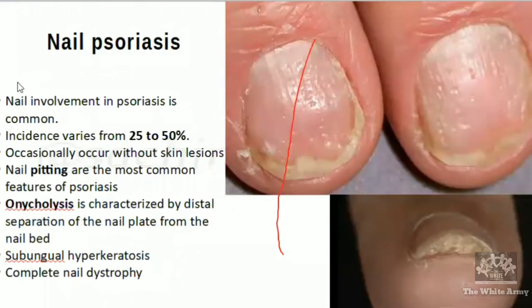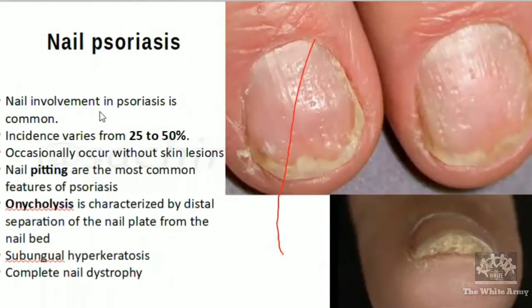Nail involvement in psoriasis is pretty common. Usually 25 to 50% of the patients with psoriasis have nail involvement also. Sometimes the nail involvement is seen without any skin lesions, so some patients come with just the nail involvement. The most common nail feature is pitting of the nail. Here, the pitting is very irregular compared to the pitting in alopecia areata, which is the other most common differential diagnosis for pitting of the nail.